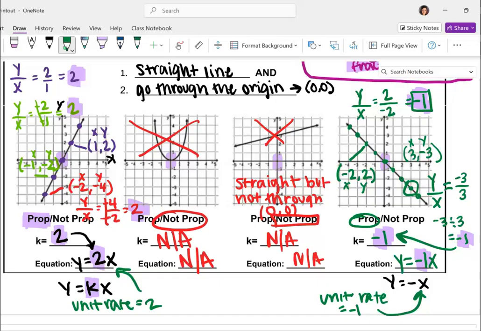We don't have a unit rate because these aren't consistent. They're not going at the same rate. This one starts off low and then goes kind of slow and then goes super fast. And it does that in both directions. It does not work. This one, we didn't start off at 0. In order for it to be constant, it has to start at 0. So since our starting point wasn't 0, it's 3, this one is not proportional, and therefore it doesn't have a unit rate.